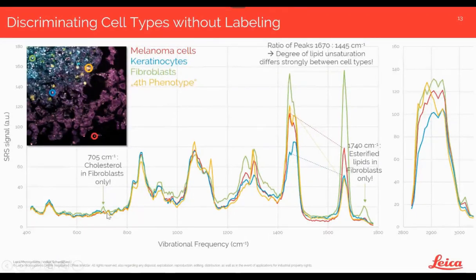So it turns out the fibroblasts are quite unique in their biochemical or lipid content compared to the other cell types. And overall, the goal here was to show that there is sufficient information in those spectra to do a label-free discrimination of different cell types in this model system here. And clearly, there's plenty of information to achieve such a separation.